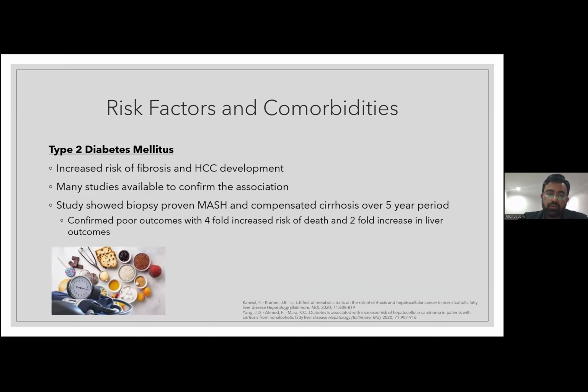The next big comorbidity to tackle is our type 2 diabetes. There's an increased risk of fibrosis as well as HCC development that are found, and many studies are able to confirm this association. Canwell as well as Yang back that they also had a study that showed biopsy-proven MASH as well as compensated cirrhosis over a 5-year period. And what they found in that 5-year period was that they confirmed poor outcomes with 4-fold increase in the risk of death as well as 2-fold increase in liver outcomes, which is quite dangerous and which shows us that we really need to be working on this particular comorbidity in closer attention.